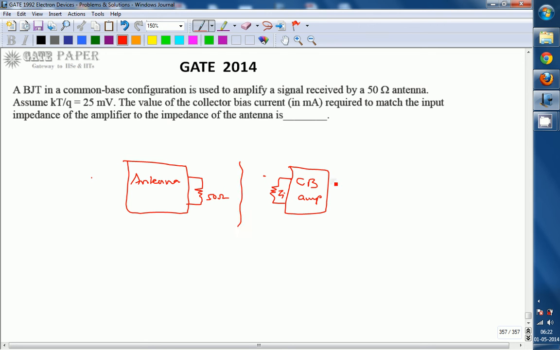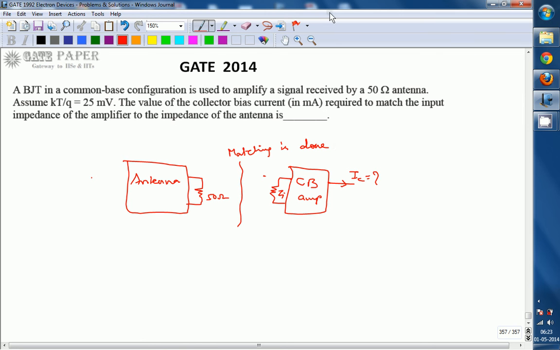at that time, what must be the collector current? What must be the collector current so that the matching takes place? To get the matching between the output impedance of the antenna and the input impedance of the common base amplifier, how much collector current should be taken? What will be the value of collector current such that the matching between the antenna output impedance and the common base input impedance takes place?